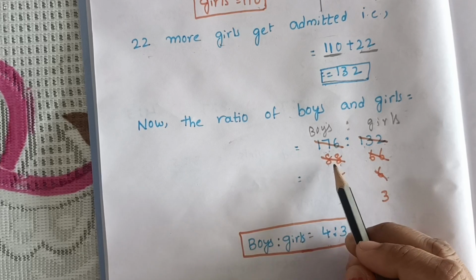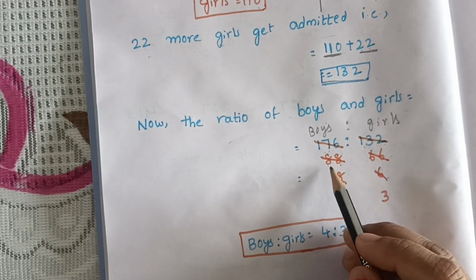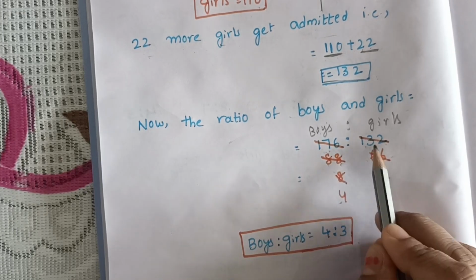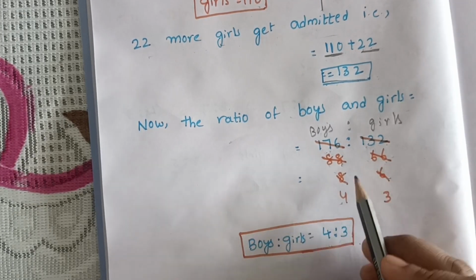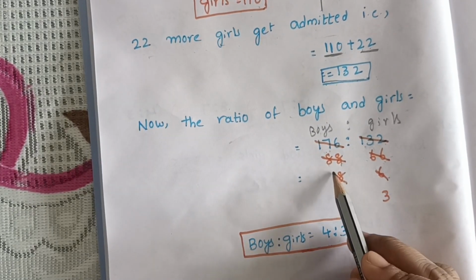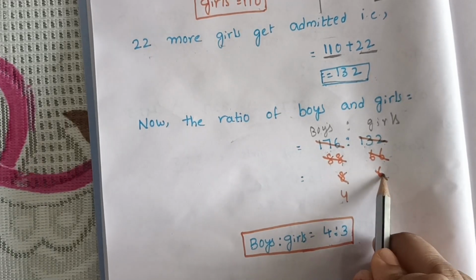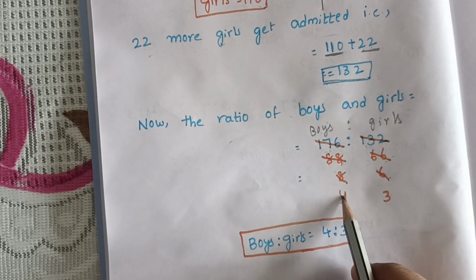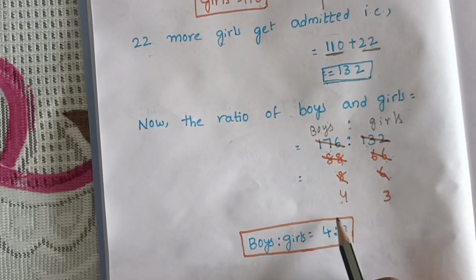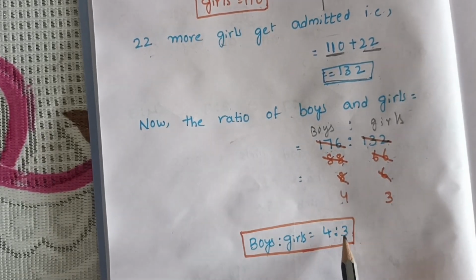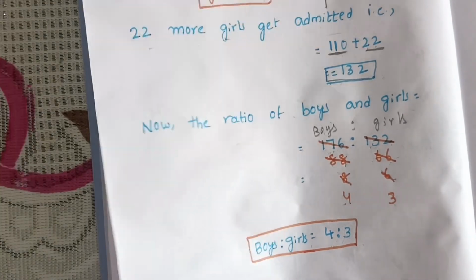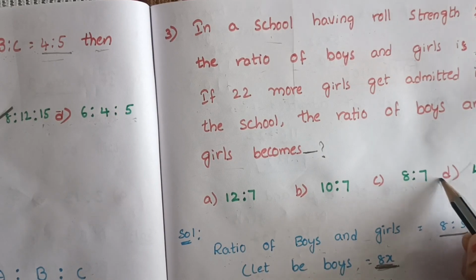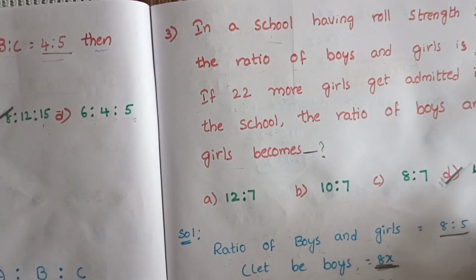If you do the simplest form in the table 2, 2 8s are 16, 2 8s are 16, 2 6s are 12 and 2 6s are 12. And again 11 table, 11 8s are 88, 11 6s are 66. And again 2 table, 2 4s are 8, 2 3s are 6. So boys and girls ratio is 4 is to 3. The option D is correct, 4 is to 3.